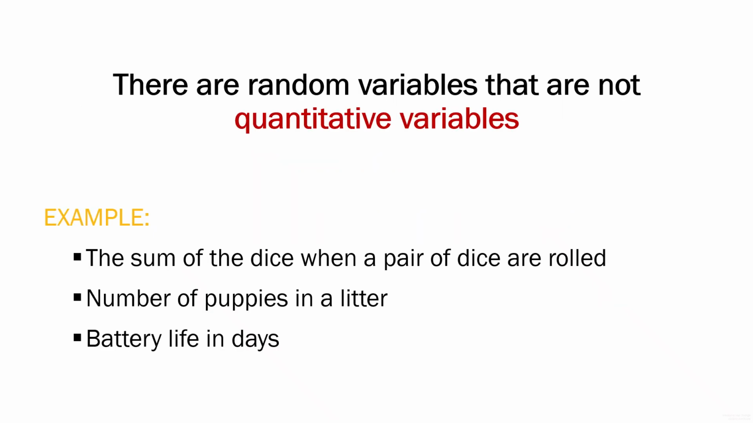So if you think about it, random variables come about naturally as quantitative variables of finite populations, especially when we're thinking about it in the context of being random. But we have to keep in mind that there are random variables that are not quantitative variables of finite populations in the context of randomness. And I've got some examples here. For example, the sum of the dice when a pair of dice are rolled, the number of puppies in a litter, which is just discrete, and battery life in days.